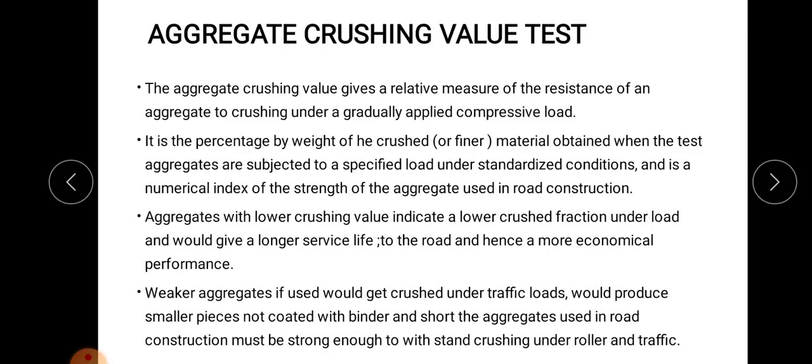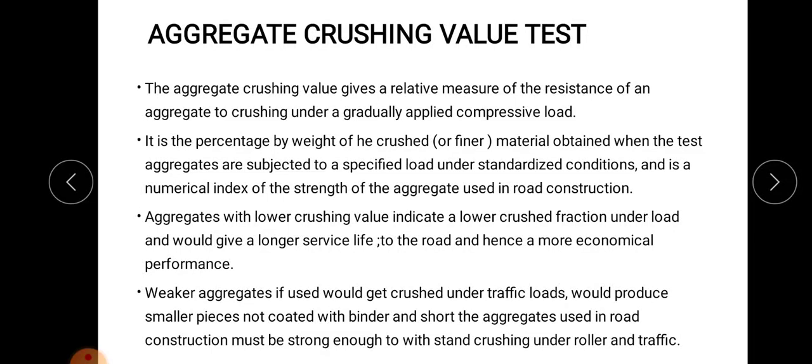Okay, so on a road surface there will be a gradually applied load due to the traffic and also some other factors. So we have to measure the resistance of the aggregate against this gradually applied compressive load. Okay, so this aggregate crushing value is the percentage by weight of the crushed material obtained when the test aggregates are subjected to a specified load under standardized conditions, and it is a numerical index of the strength of the aggregate used in road construction.